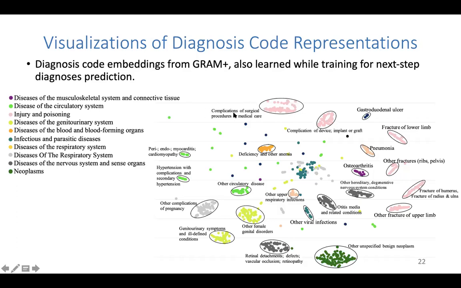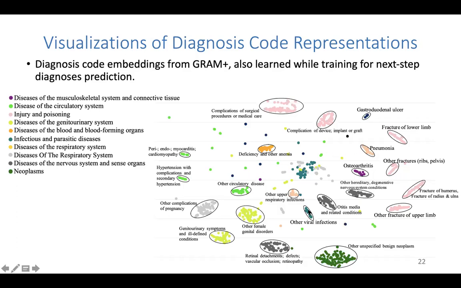So anything related to surgery. Here, all these diagnosis codes are related to fracture of lower limb. So when you break your leg, and all the codes here belong to other fracture of upper limb. So this is when you break your arms. This is all thanks to using correct domain knowledge. If you remember correctly, all the diagnosis codes are represented as a convex sum of their chains. So that is why subcategories are also well captured in this visualization.